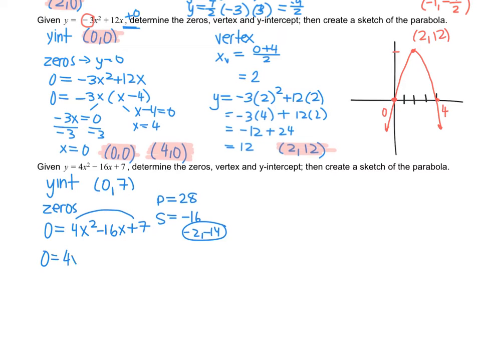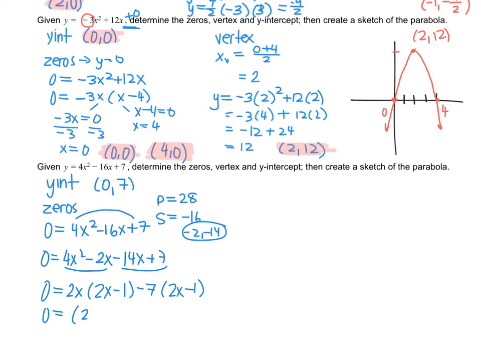And now we can decompose that negative 16x into negative 2x and negative 14x. And now we pair up. My first pair has a common factor of 2x, and then I'm left with 2x minus 1. And my second pair has a common factor of negative 7, and then again I'm left with 2x minus 1. So my factored expression is (2x minus 1)(2x minus 7).